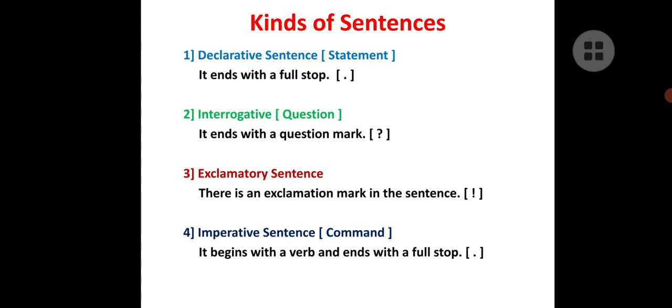Type 3, that is exclamatory sentence. There is an exclamation mark in the sentence. It can be at the end of the sentence or it can be in the middle of the sentence. So it is very easy to identify exclamatory sentence. Fourth one, imperative sentence, which is also called as command. Imperative sentence always begins with a verb and ends with a full stop.